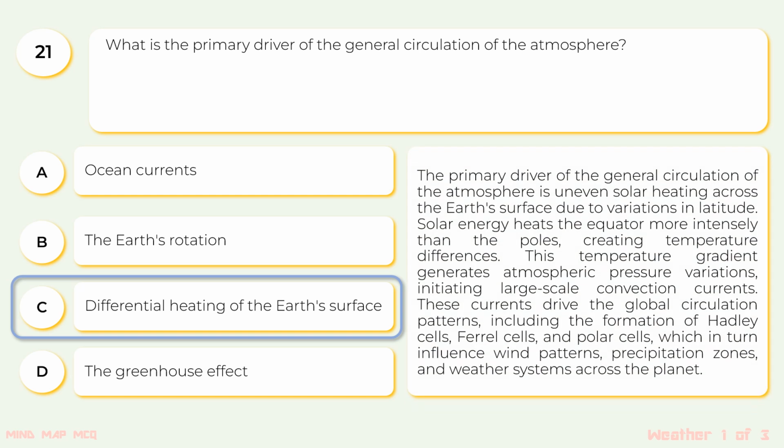The primary driver of the general circulation of the atmosphere is uneven solar heating across the Earth's surface due to variations in latitude. Solar energy heats the equator more intensely than the poles, creating temperature differences. This temperature gradient generates atmospheric pressure variations, initiating large-scale convection currents. These currents drive the global circulation patterns, including formation of Hadley cells, Ferrel cells, and polar cells, which in turn influence wind patterns, precipitation zones, and weather systems across the planet.